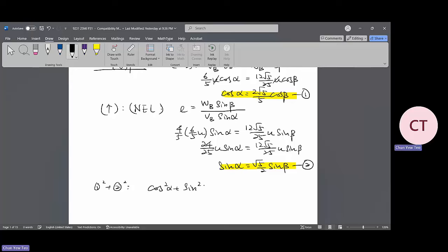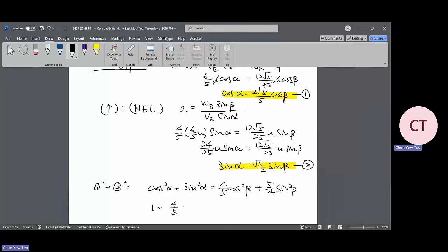We know that cos square plus sine square will be equal to 1. Then your right hand side, you will expand them. You will get this one as the 4 over 5 cos square beta, plus the 5 over 4 sine square beta. So this is a 1.